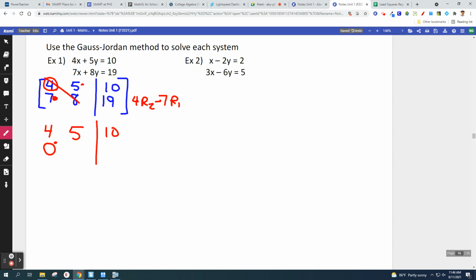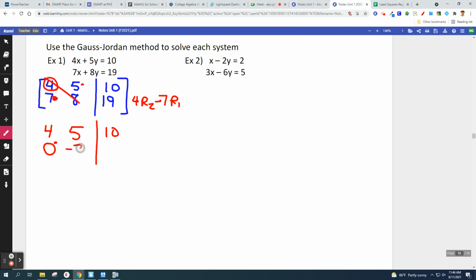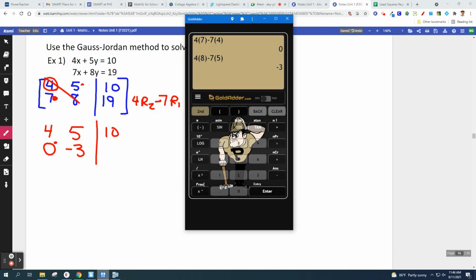You're zeroing that out. You're canceling that out. So we move on, and now we need to change the 8. We're going to change the 7, the 8, and the 19. We're going to use the same rule. The rule says 4 of the 8s minus 7 of the 5s. 4 row 2 minus 7 row 1. That's negative 3. And now we do the same thing with the 19. 4 of the 19s minus 7 of the 10s is 6.